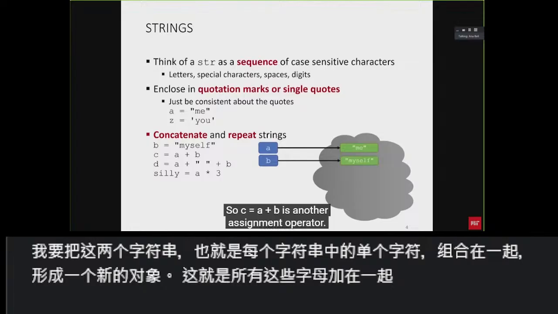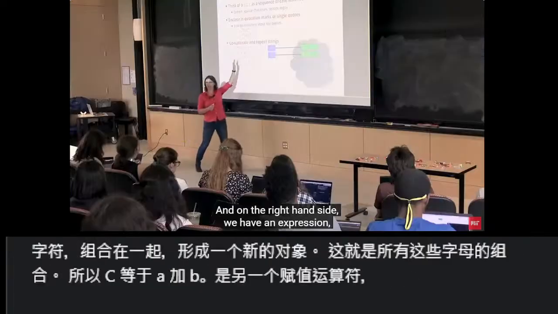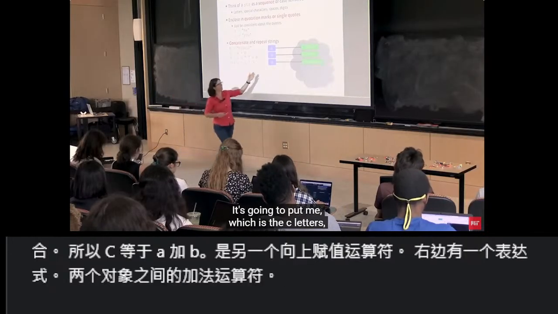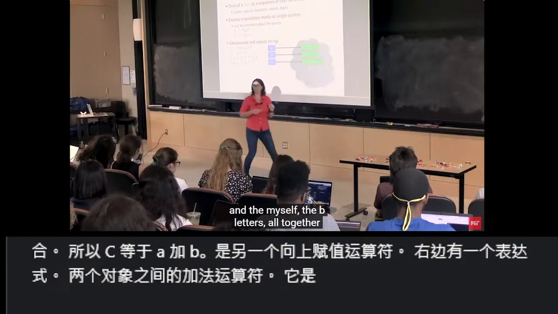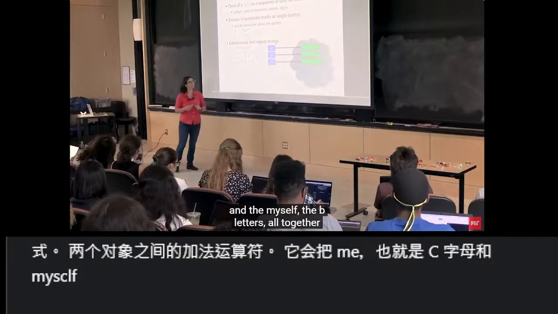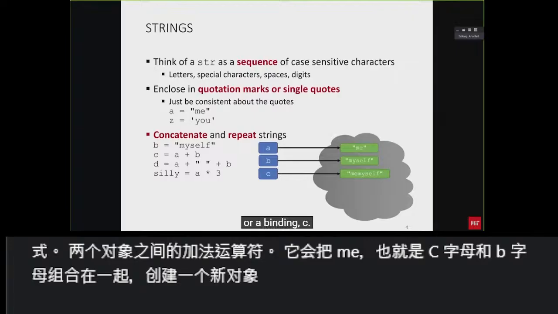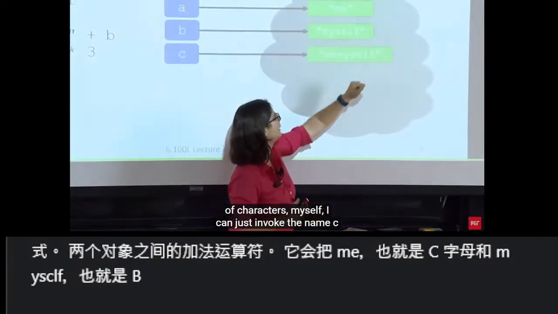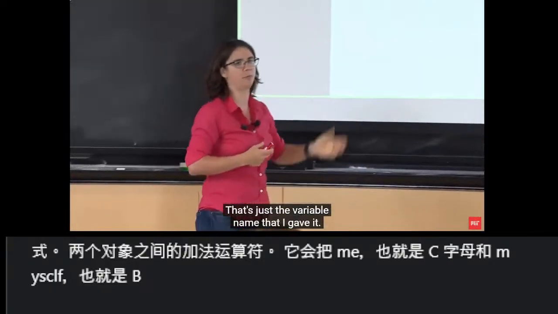So c is equal to a plus b is another assignment operator. And on the right-hand side, we have an expression, plus operator between two objects. It's going to put me, which is the a letters, and the myself, the b letters, all together to create a new object, which I then give a handle or a binding c. So from now on, anytime I want this particular string of characters, memyself, I can just invoke the name c in my program. That's just the variable name that I gave it.